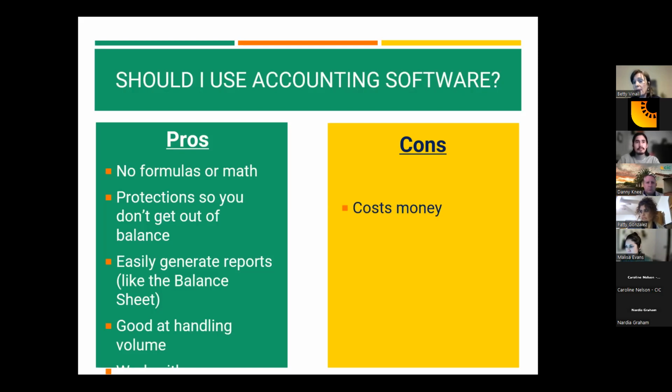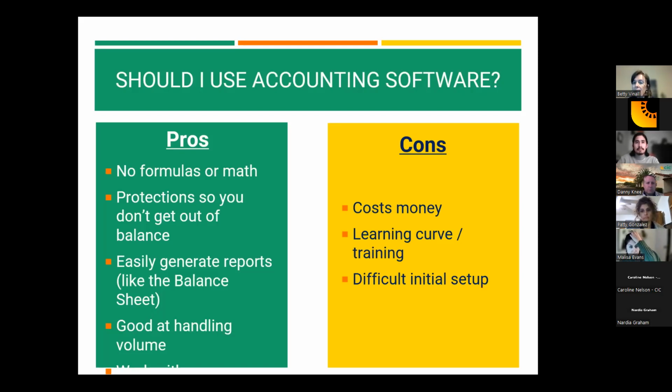The cons are it does cost money. There's a learning curve, and you may need training. Most of the accounting software comes with sample companies where you can go in and play with the software and really learn it. And I have always found that using a sample company and just doing some practice things is one of the best ways to learn how to use the product.